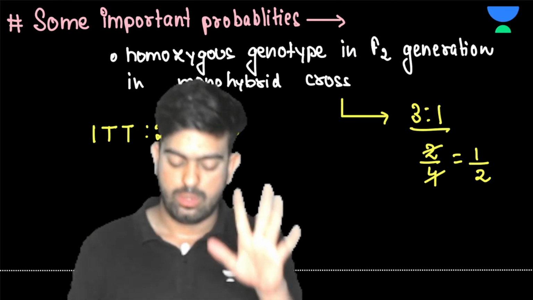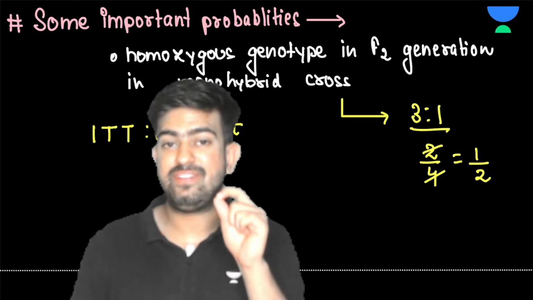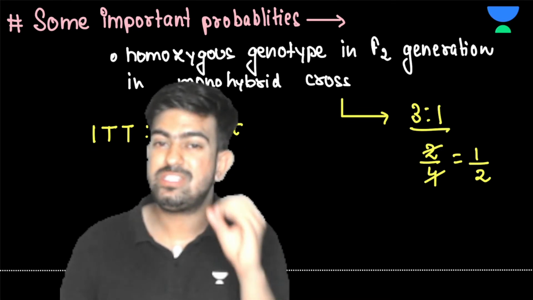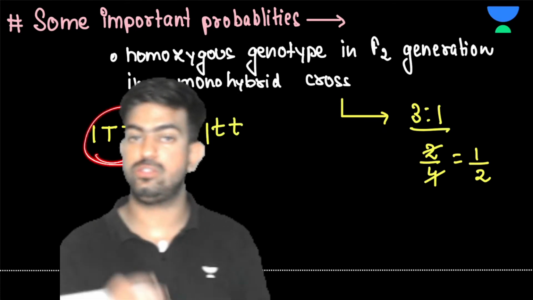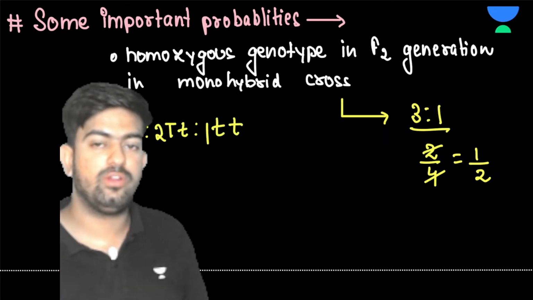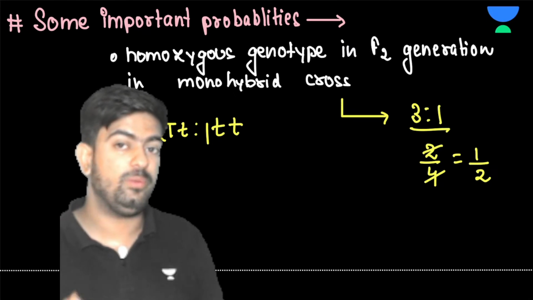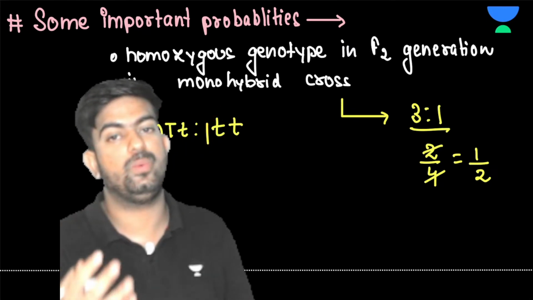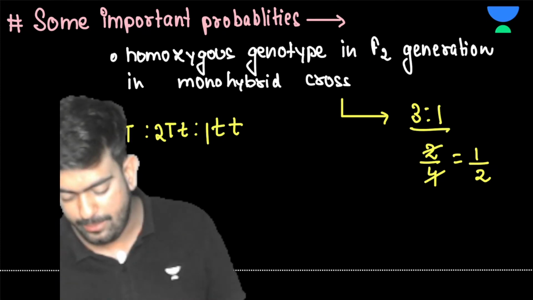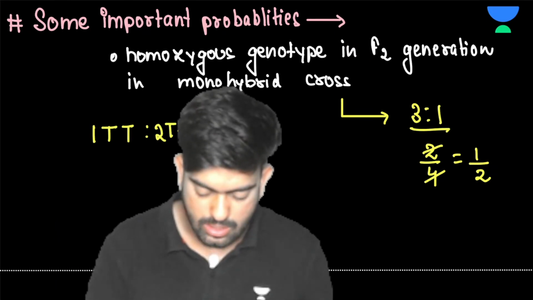Now, in this question, I have asked you about the homozygous phenotype. Now, I can ask you the homozygous dominant phenotype. Then genotype, it will be 1/4. Homozygous recessive phenotype or genotype, it will be 1/4. Clear? Okay, so that's great. Now, let us move on with the second thing.